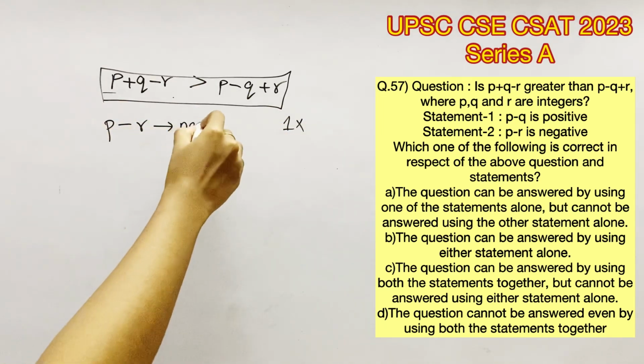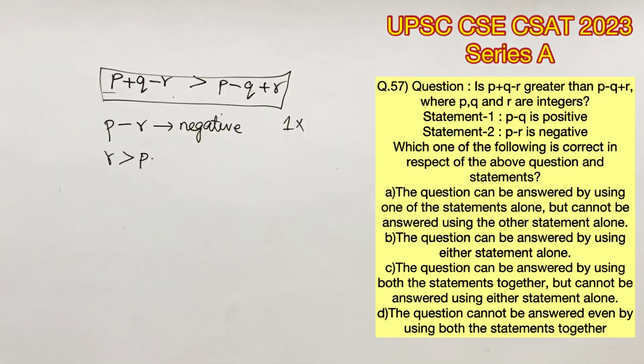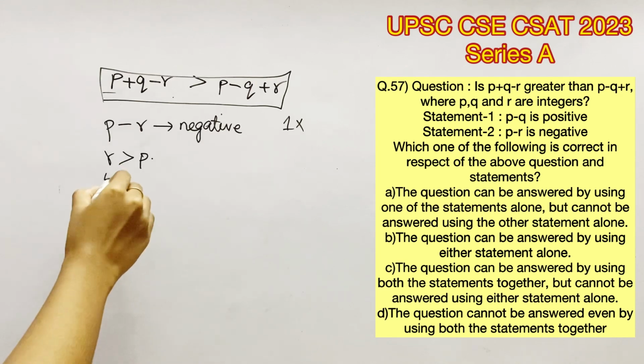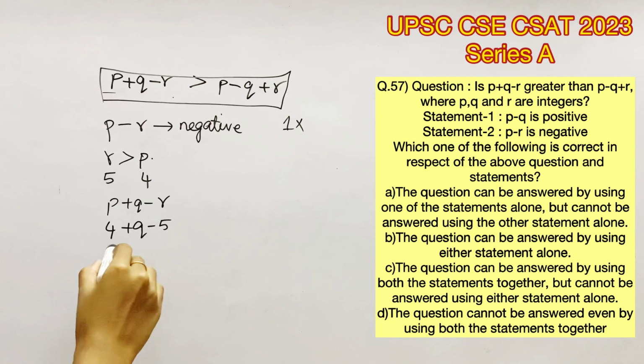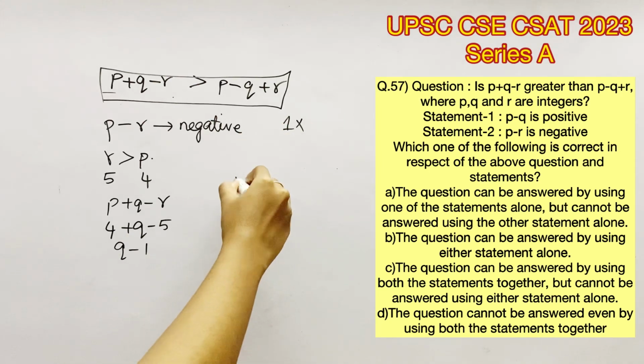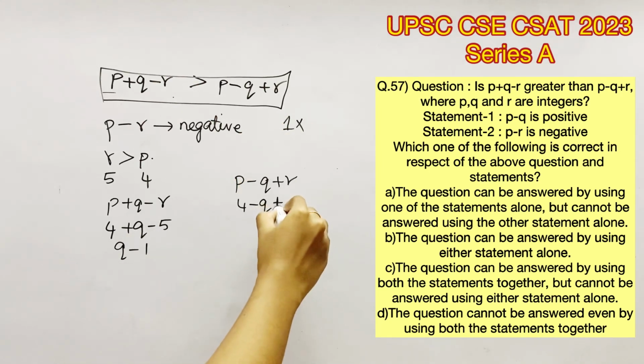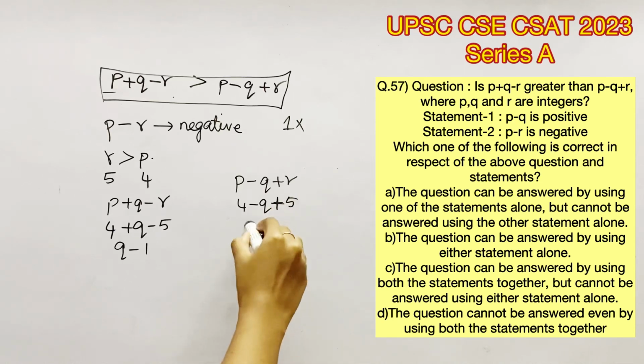Moving on to the second statement, p minus r is negative, which means r is greater than p. Now let's consider r to be 5 and p to be 4. The first expression would become 4 plus q minus 5, that is q minus 1. The second expression would become 4 minus q plus 5, that is 9 minus q.